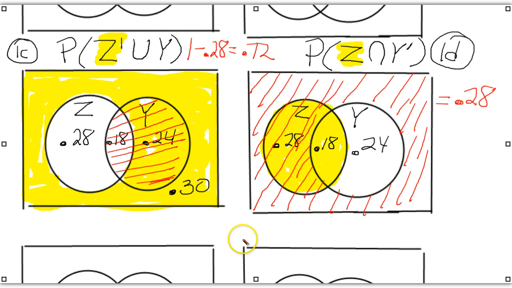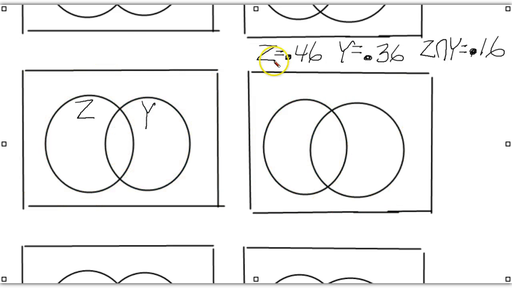Now the next examples are going to be very, very similar to this, except they're going to change these numbers inside. So let's set that up. The data they're giving us is that Z is 0.46, Y is 0.36, and the intersection between the two is 0.16. So we're going to put our 0.16 right in there. And all of this is 0.46.